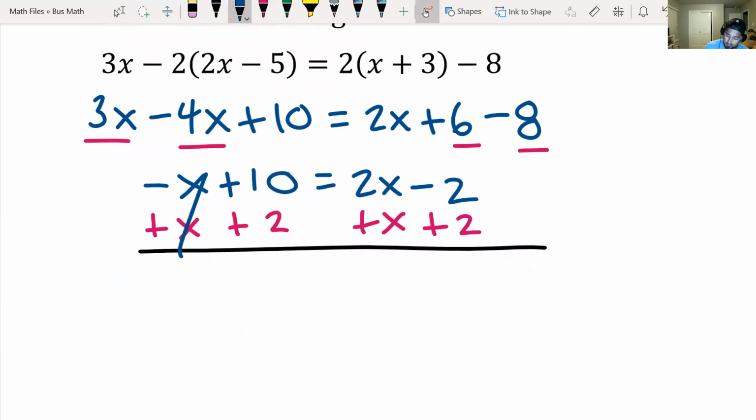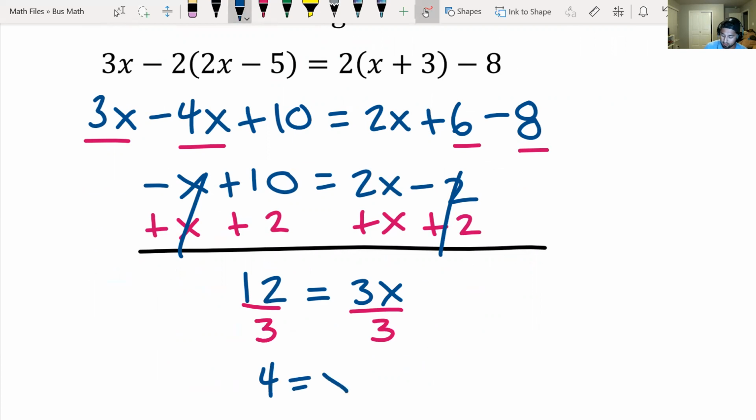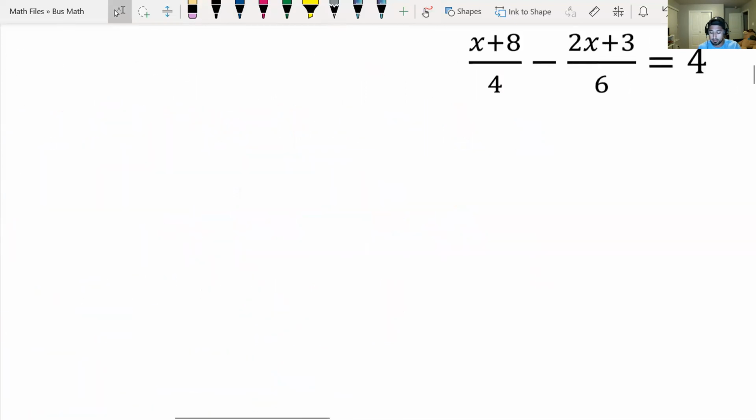So that's gone, and what we're left with is 12 equal to 3x. Then divide by 3, and x equals 4. There we go. Excellent. There's the first one. Now the second one.